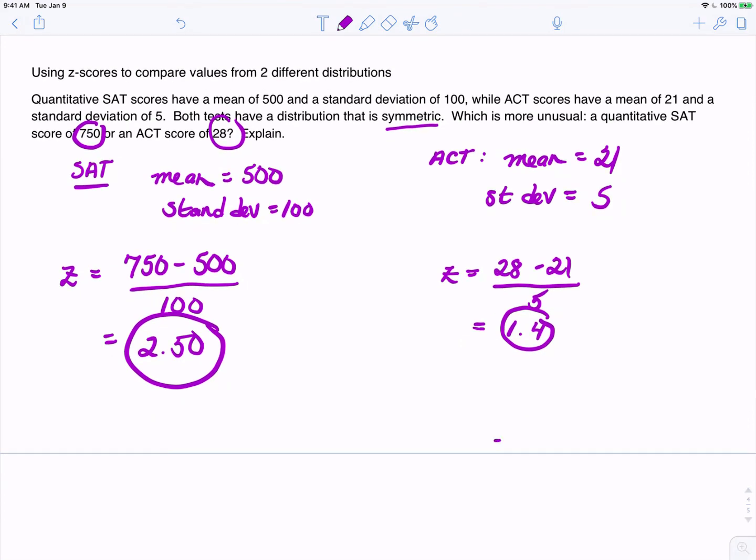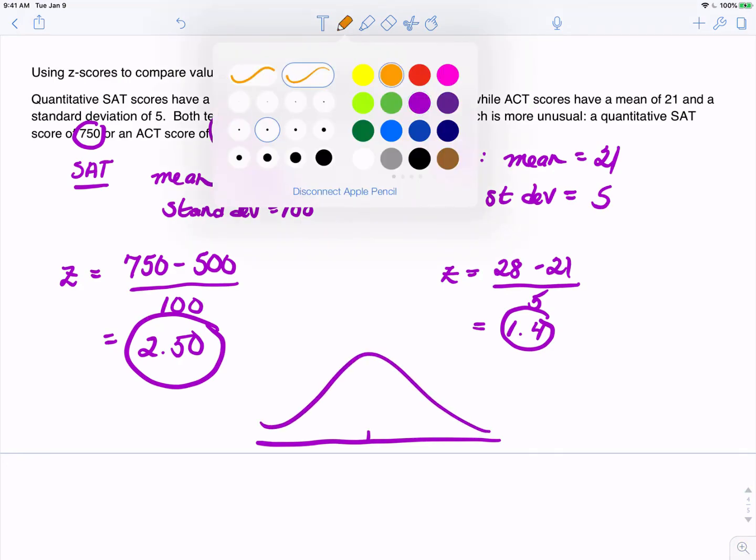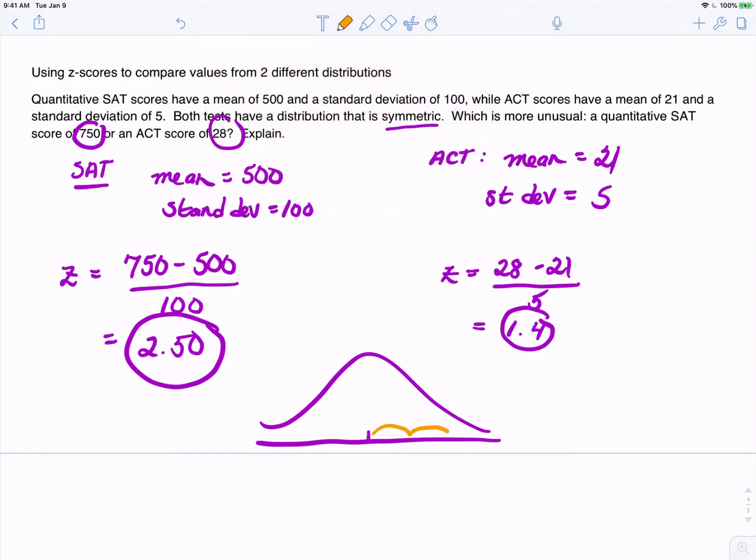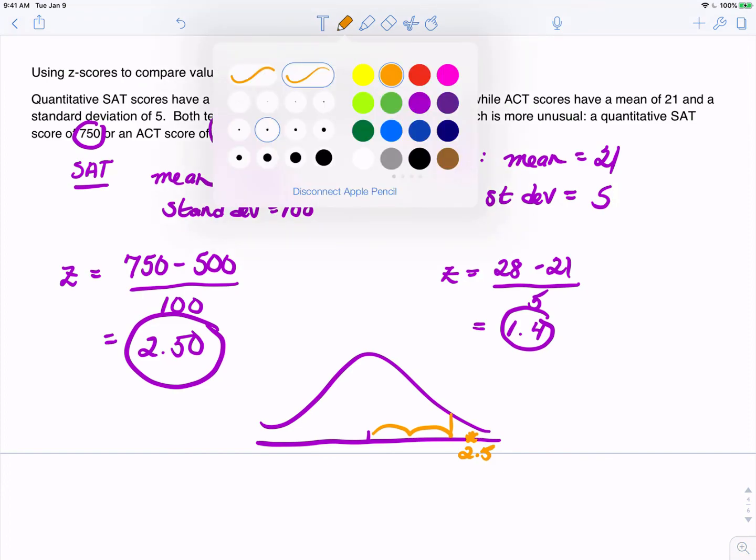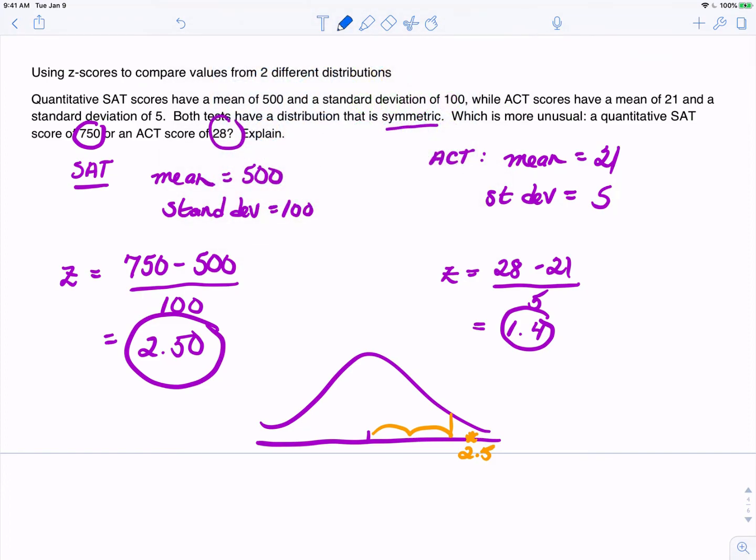If I were to graph those two z-scores, remember the mean is in the middle, and you go out 2 standard deviations. So the first one is here, over 2 standard deviations above your mean. And the ACT one is, say, here, a little over 1 standard deviation above the mean. And so definitely the performance was better on the SAT.